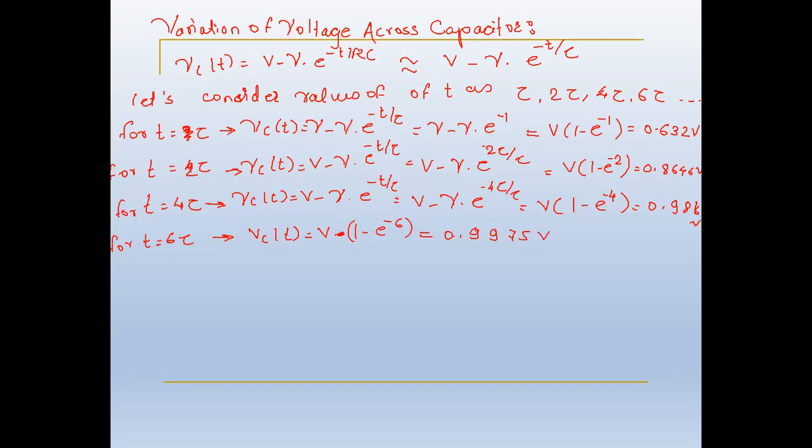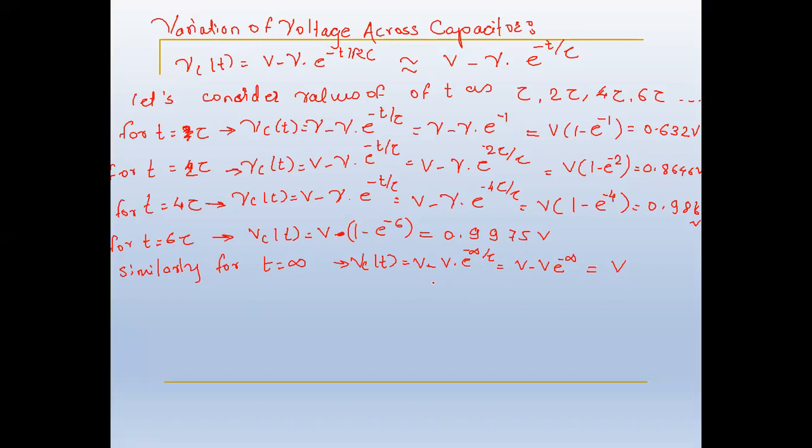Okay, similarly for t is equal to infinity, it will be what? Vc of t is equal to V minus V into e raised to minus infinity by tau, which is equal to what? V minus V into e raised to minus infinity. Ultimately, this term will become 0. So it will be V.